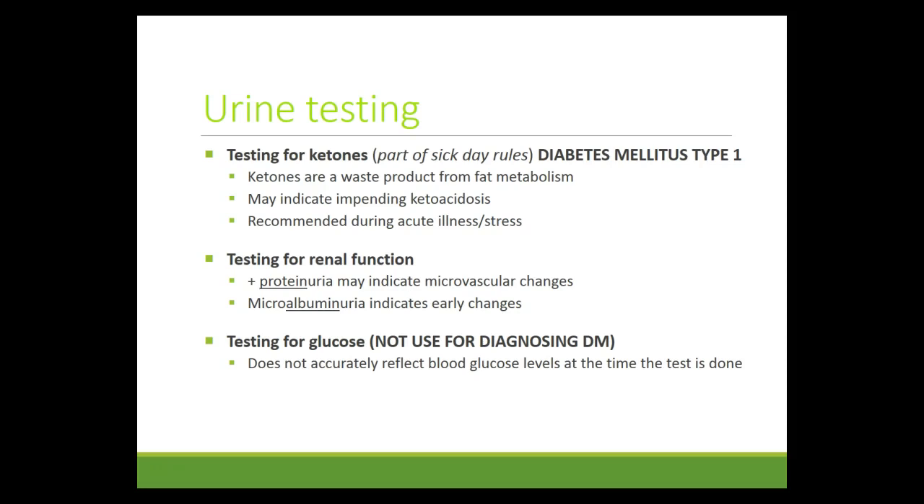Testing for renal function. So positive proteinuria may indicate microvascular changes. Or another terminology is microalbuminuria, which can trigger some early changes of some damage going on in the kidneys from diabetes. Testing for glucose is not used, like I said, for diagnosing, and it typically does not accurately reflect the blood glucose levels at the time that the test is being done.